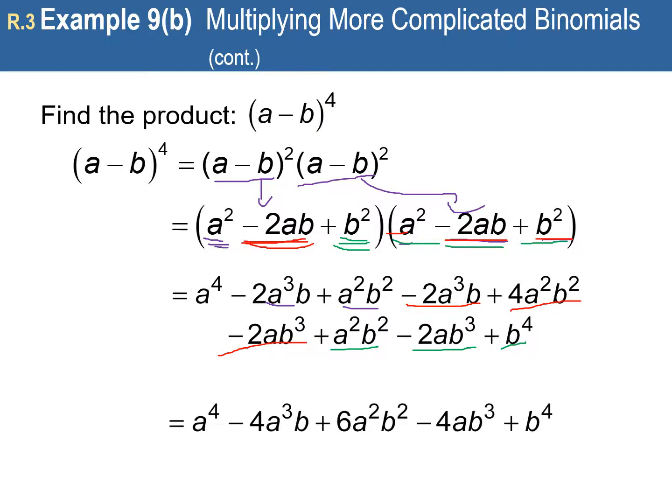We're going to need to collect like terms. And we wind up with a to the fourth minus 4a cubed b plus 6a squared b squared minus 4ab cubed plus b to the fourth.